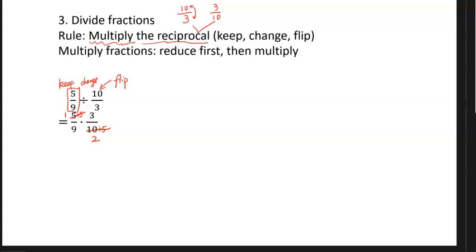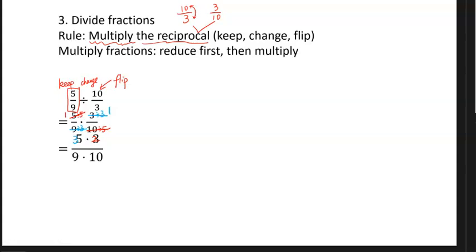Now we're going to look at 3 and 9. They both have 3 in common. So we're going to divide both numbers by 3. So 3 divided by 3 is 1. 9 divided by 3 is 3. So now we have reduced all the numbers, and we can multiply. So the top is 1 times 1. The bottom is 3 times 2.